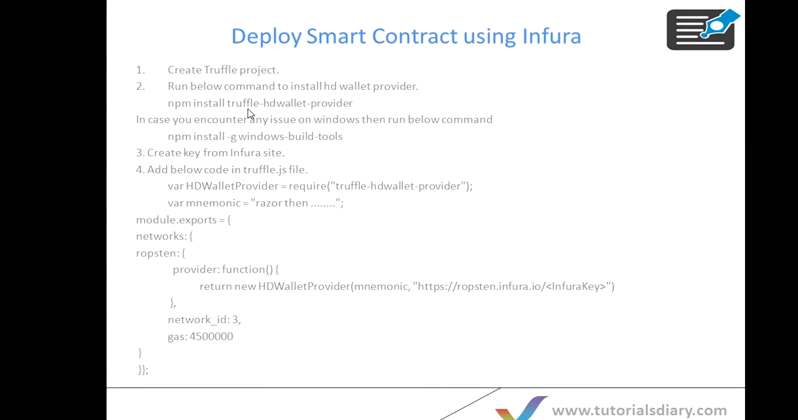Sometimes if you're working on a Windows system, you may have some issues during installation because you may not have Visual Studio or Python installed. For that, you have to run this command, which is npm install -g windows-build-tools.